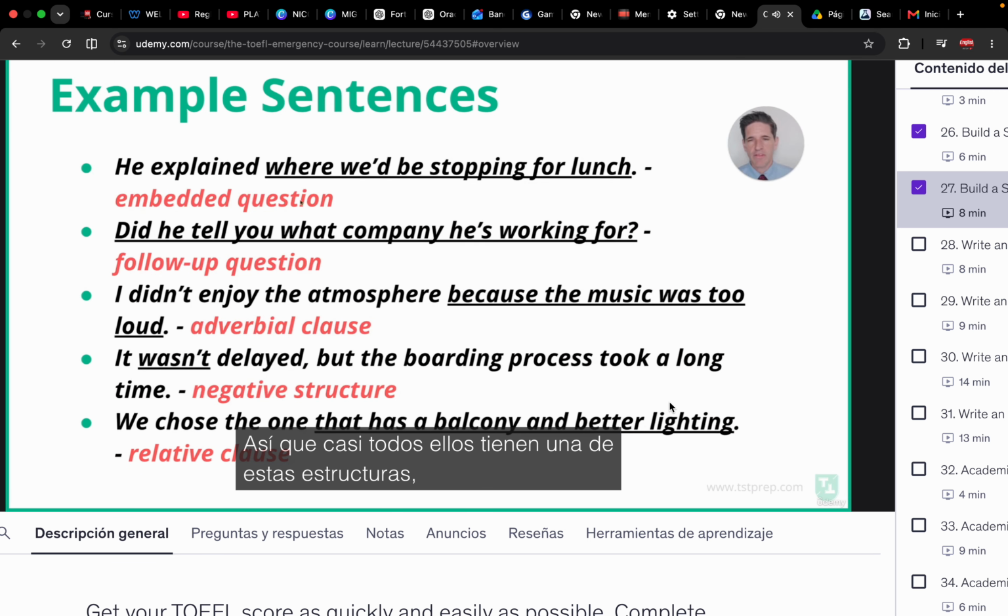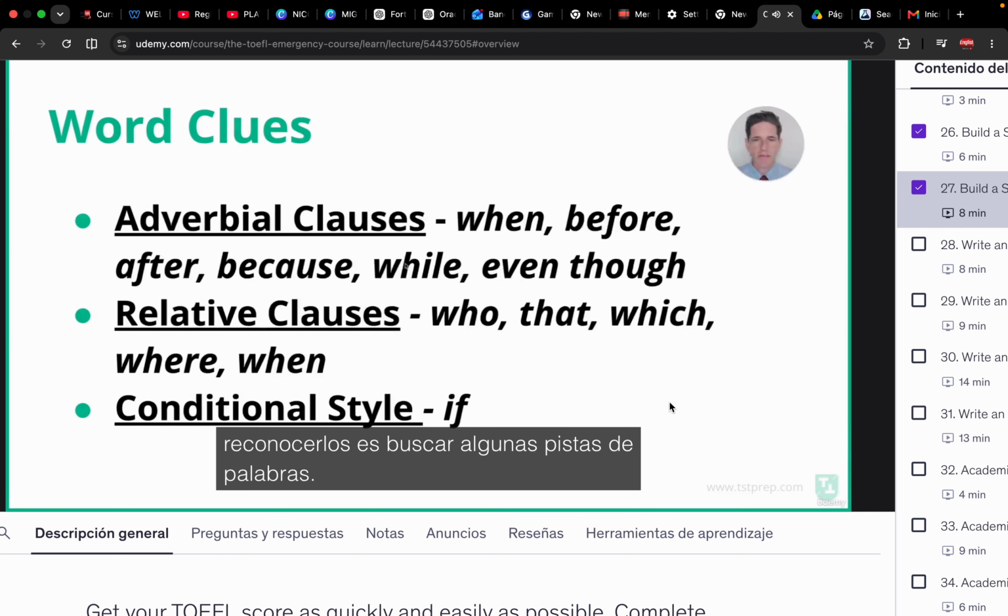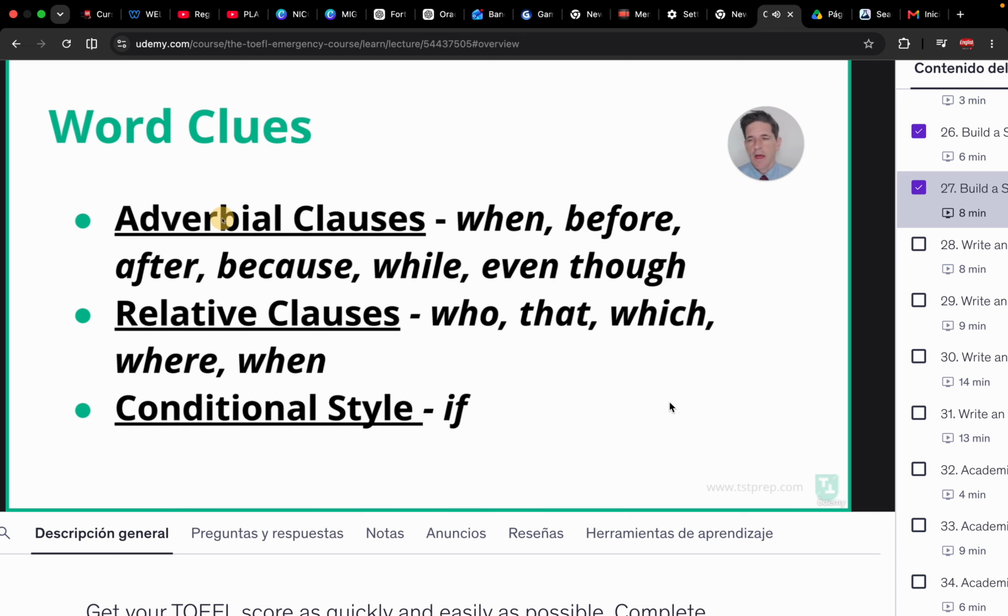So almost all of these follow one of these structures, a follow-up question, an adverbial clause, and so on. But how can you recognize them? So one way to help you recognize them is to look for some word clues. So adverbial clauses like when, before, after, because, while, even though. A lot of times these are adverbial clauses.